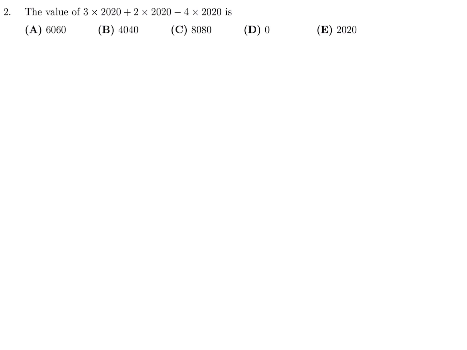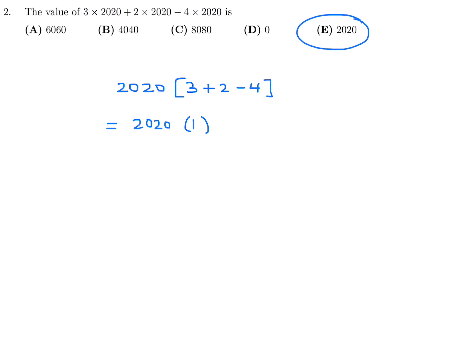The value of 3 times 2^20 plus 2 times 2^20 minus 4 times 2^20. Factor out the 2^20 to avoid extra work, and we get 3 plus 2 minus 4. 3 plus 2 minus 4 is 5 minus 4, which is just 1. And therefore you just have 1 times 2^20, which is 2^20. Answer is E for number 2.